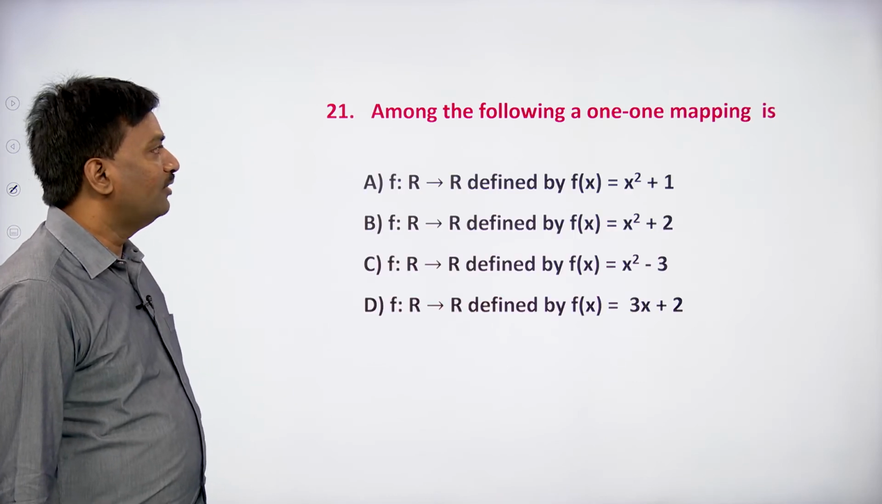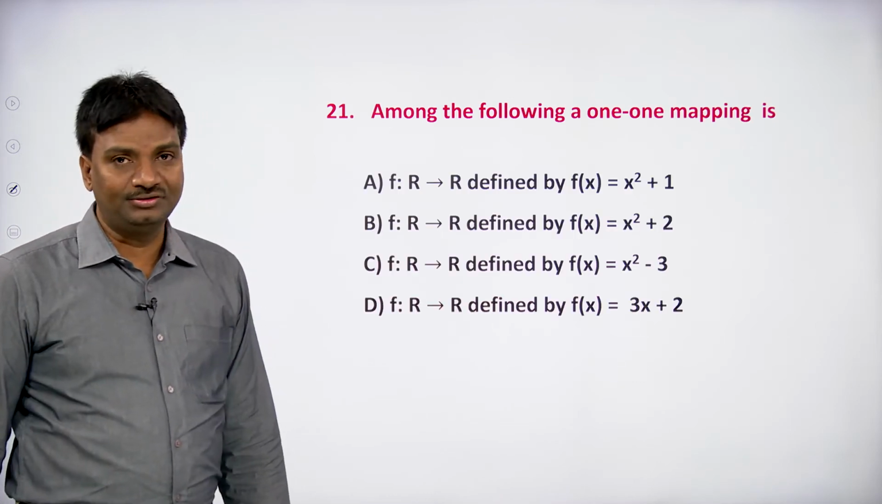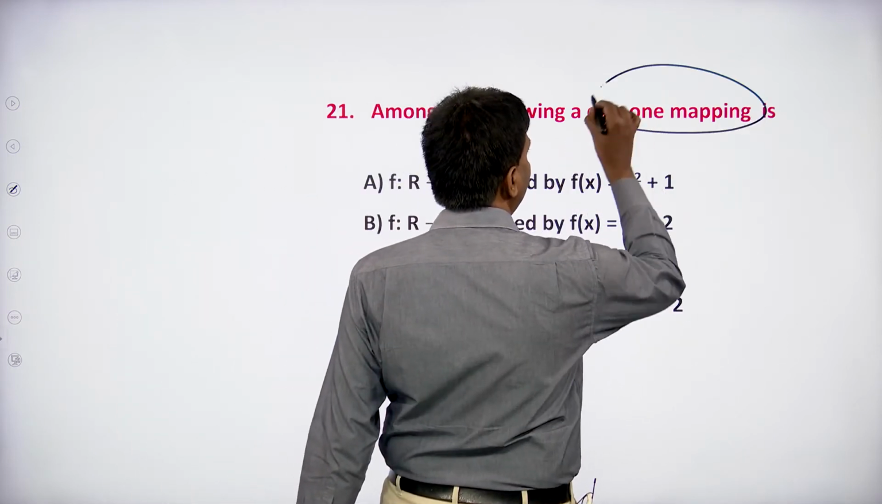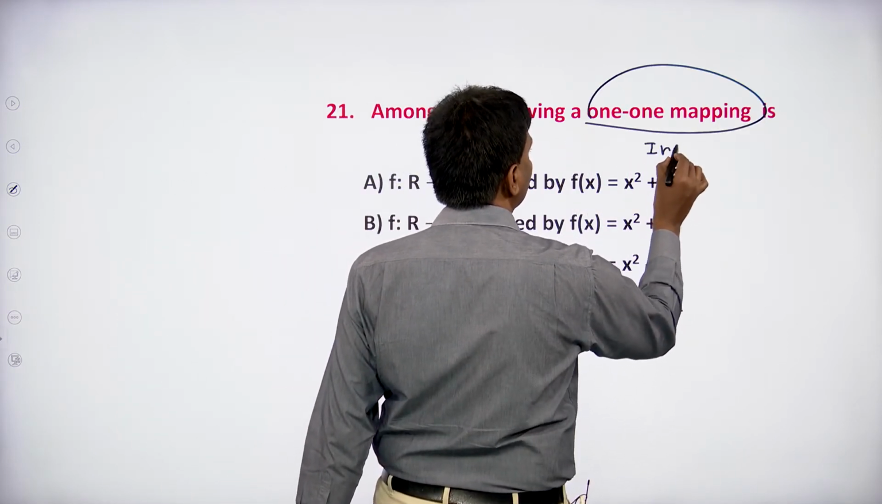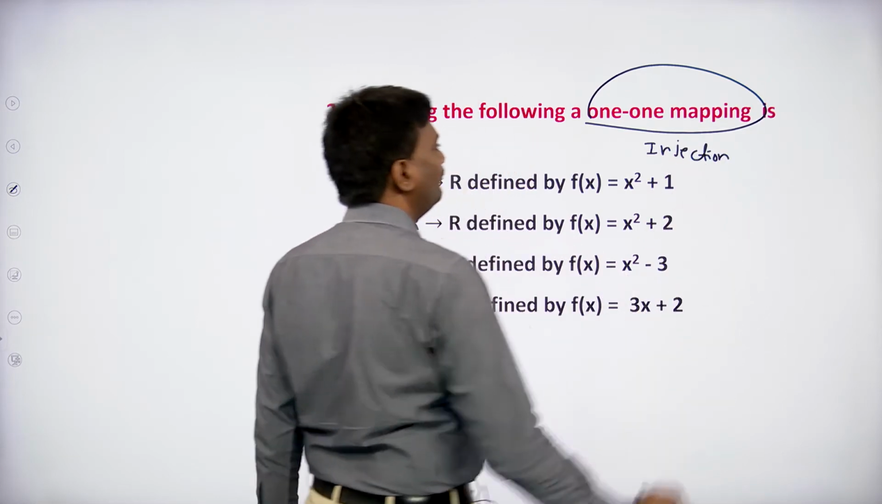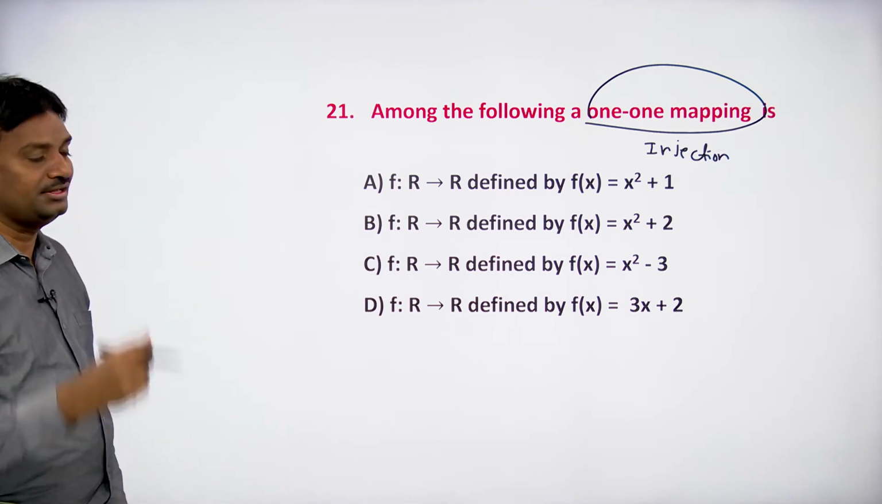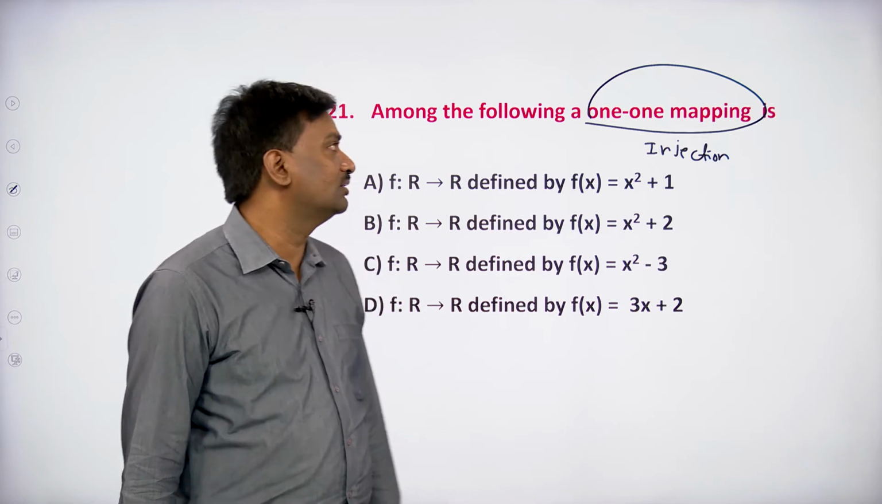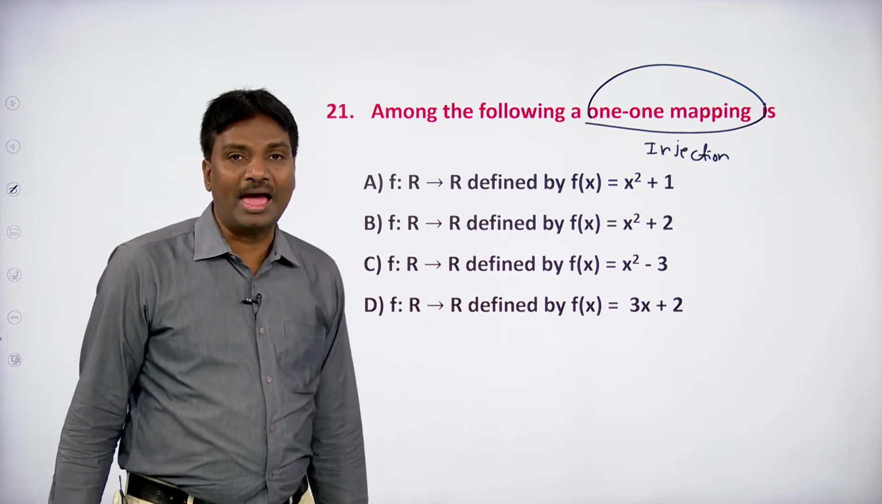Next problem. Among the following, a 1-1 mapping is... So, 1-1 mapping is also known as injection, both are the same. Among the following, the 1-1 mapping or injection is... So, first let us discuss the definition of injection, or the definition of 1-1 mapping.